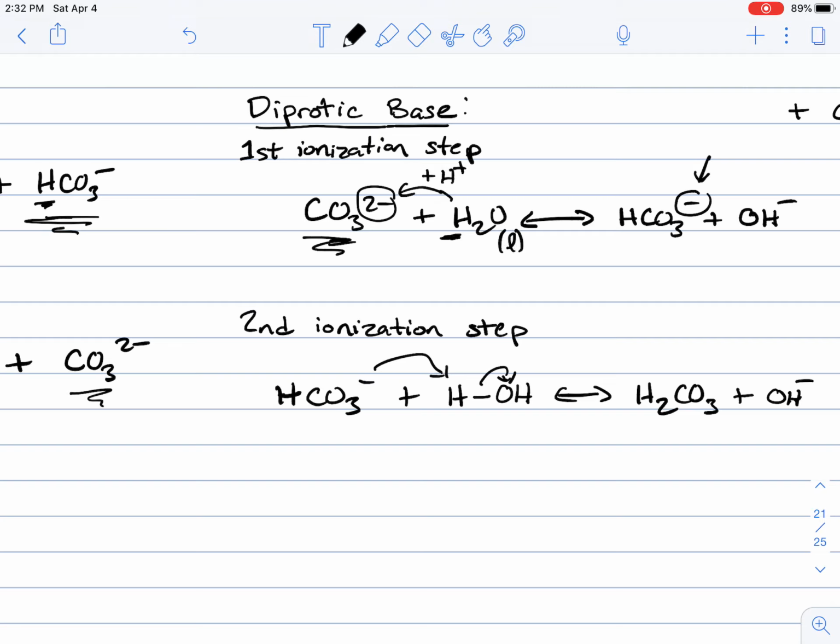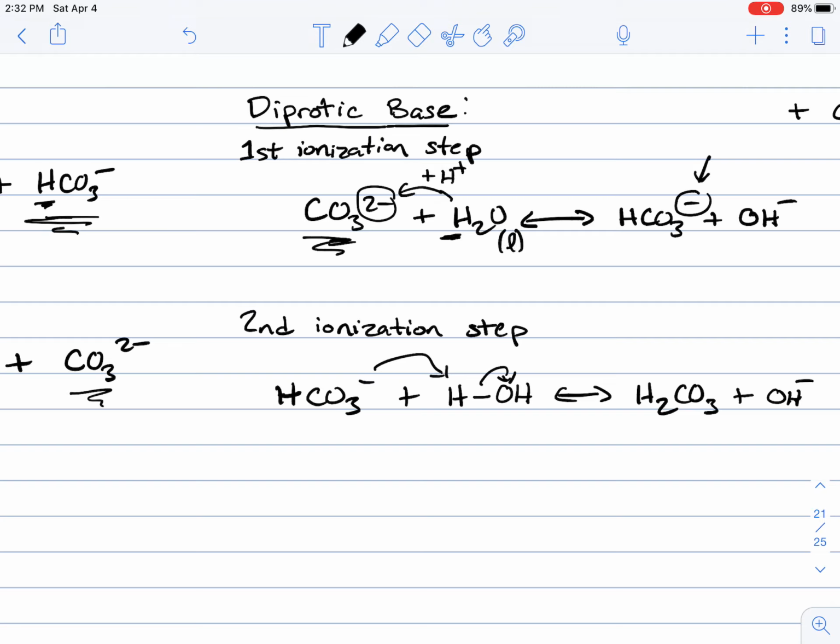And so once again, for monoprotic acids and monoprotic bases, it's just Ka times Kb equals Kw. However, for polyprotic acids and polyprotic bases, the equilibrium constants, it's very, very specific.